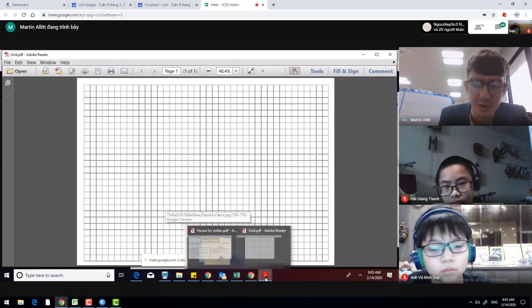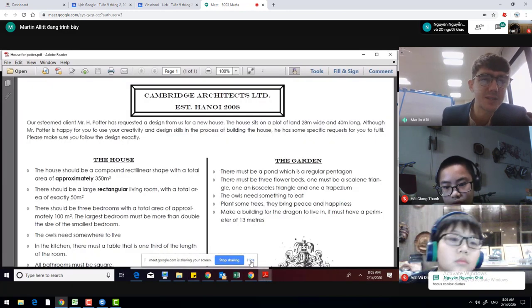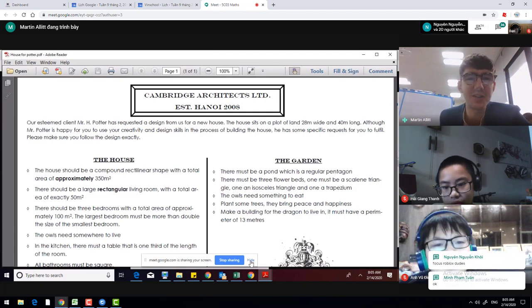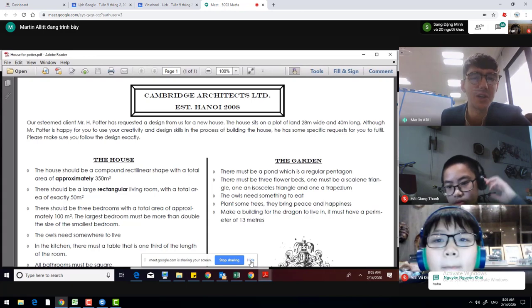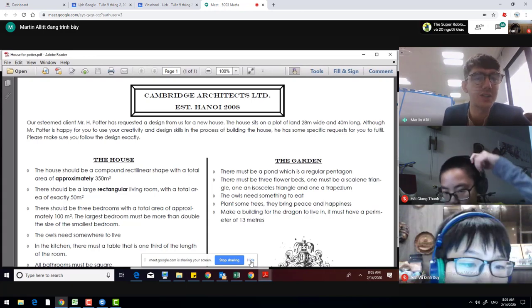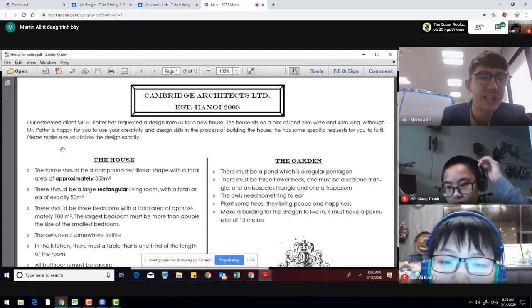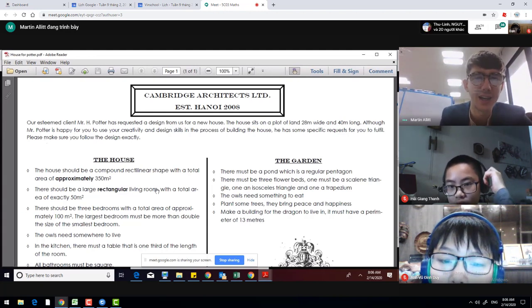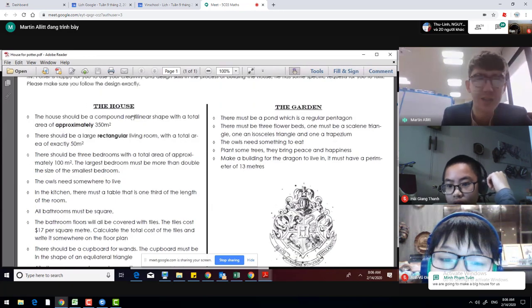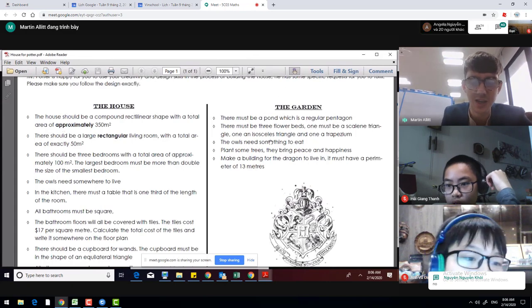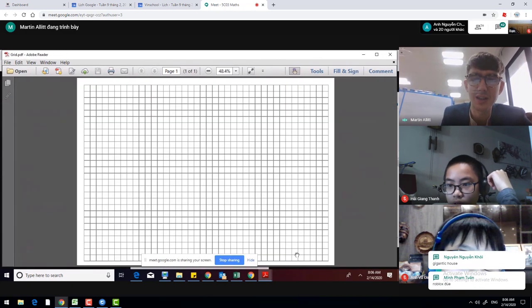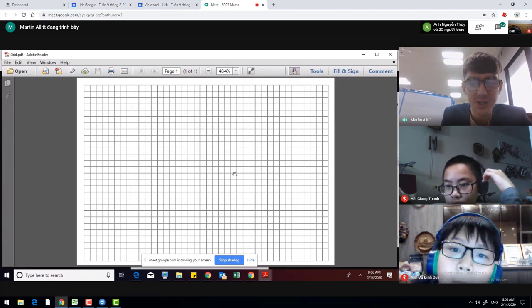Although Mr. Potter is happy for you to use your creativity and design skills in the process of building the house, he has some specific requests for you to fulfill. So you can be creative and design it in the way that you want, but there are a few things that you need to do. It says, please make sure you follow the design exactly. There are some things which he wants inside the house, and some things which he wants inside the garden. So in the land that you've got, in this whole space here, you need to have some space which is a house, and some space which is a garden.